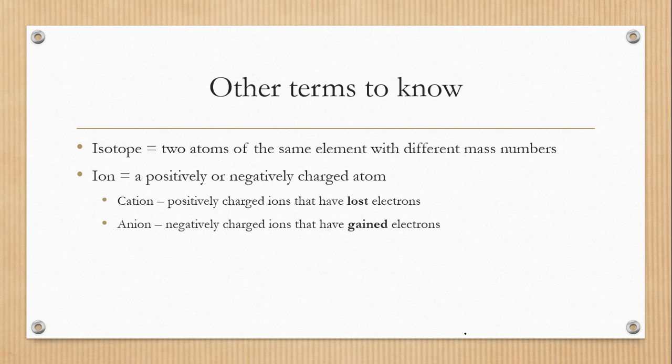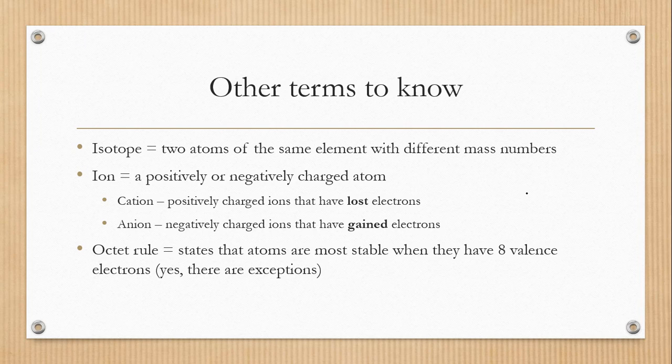An ion is a positively or negatively charged atom. And there's 2 types of ions. We have a cation, which is a positively charged atom. I remember the t looks like a plus sign and is positive. These ones have lost electrons. So like our sodium example we just finished. An anion is a negatively charged ion, and it has gained electrons. So if you gain something negative, you're more negative. If you lose something negative, you're more positive.